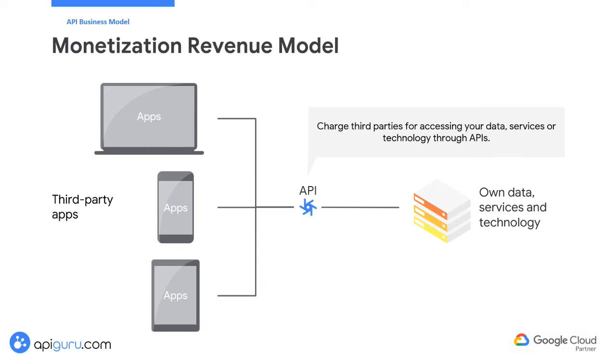Twilio is a great example. It provides communication APIs that allow developers to integrate voice, messaging, and video capabilities into their applications. Its pay-per-use pricing model has made it a leader in the field, empowering thousands of startups and enterprises to enhance their communication capabilities. Let's move on to the supply aggregation revenue model.